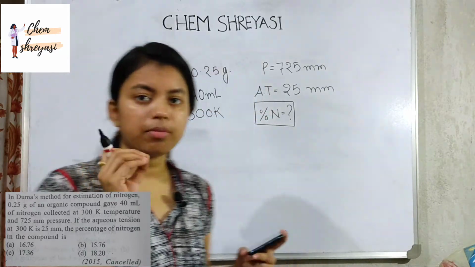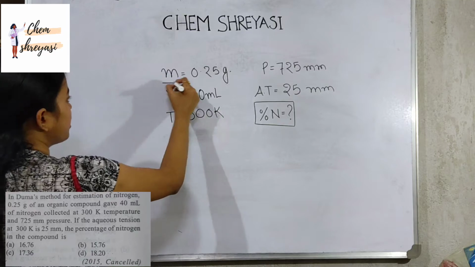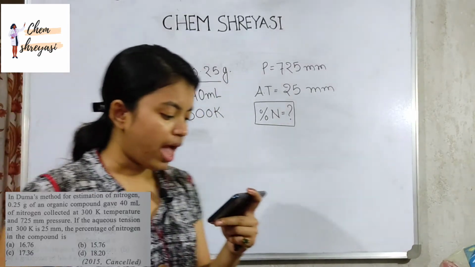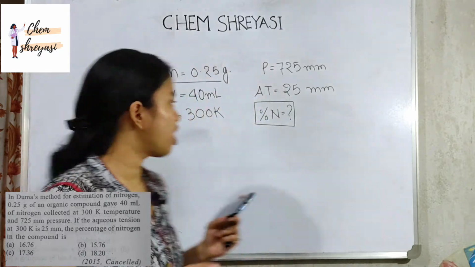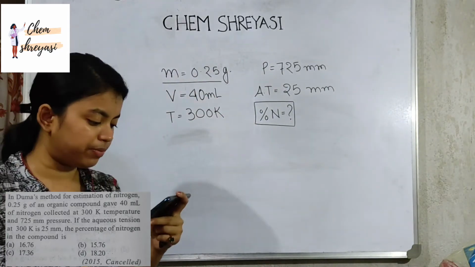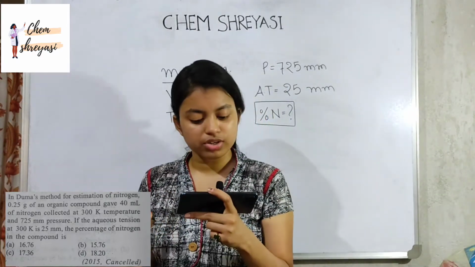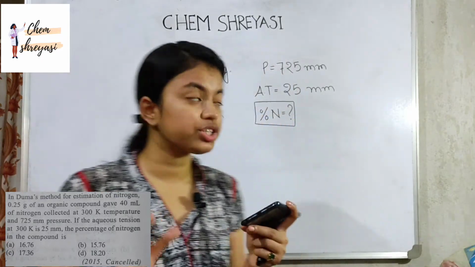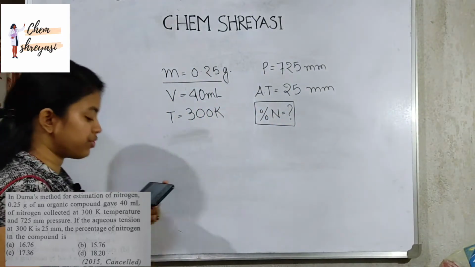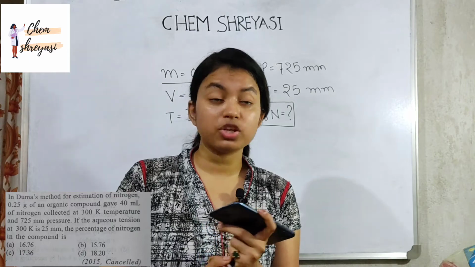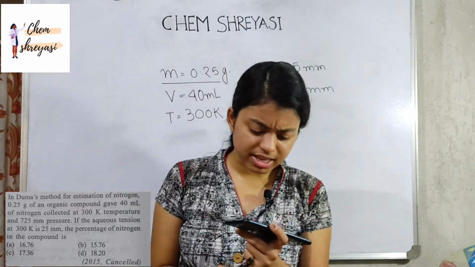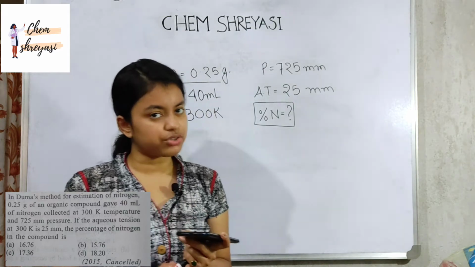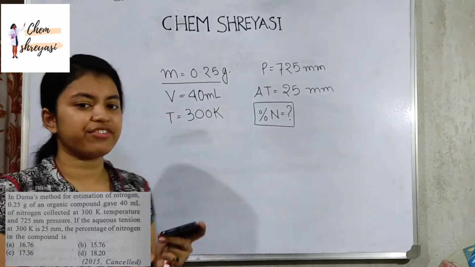is taken. So the mass of the organic compound is 0.25 gram. The volume of nitrogen we got is 40 ml, so V equals 40 ml. The temperature at which the reaction is done is 300 Kelvin. The pressure that is being used is 725 mm. Now in this case, the aqueous tension at 300 Kelvin is 25 mm.